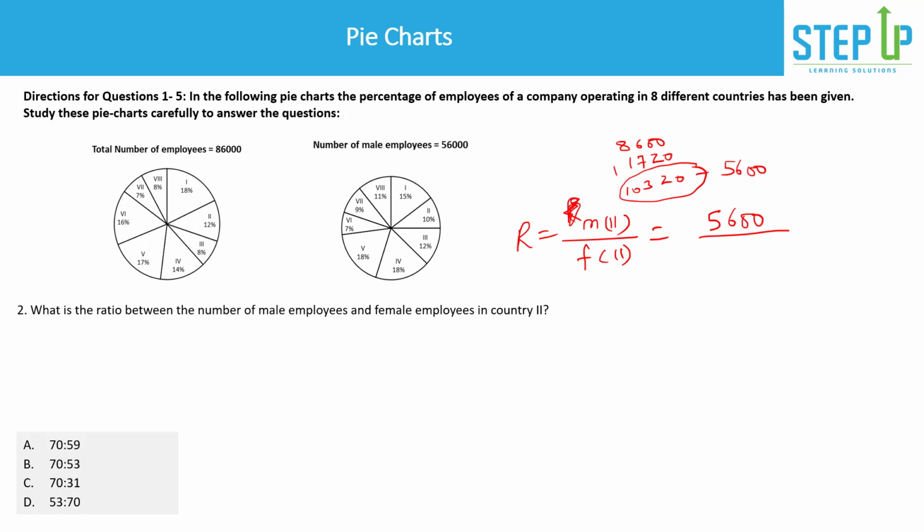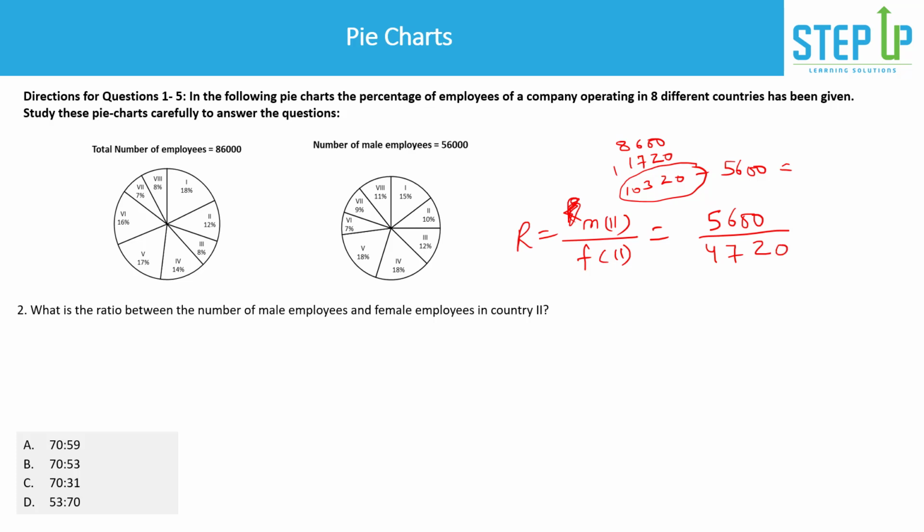5600. That is how you'll get the female employees. Now how is this? You can calculate. This is 4400 plus 320. That means 4720. This is something that you should do orally.